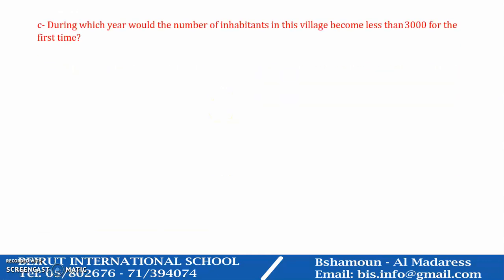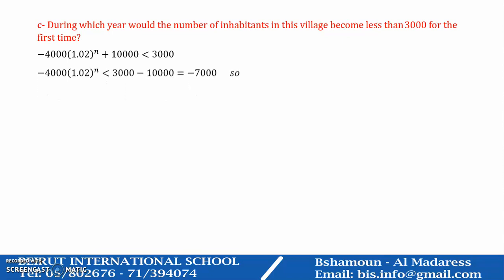During which year does the number of inhabitants in this village become less than 3,000 for the first time? So we write un less than 3,000. Step by step, we obtain minus 4,000 times 1.02 exponent n less than minus 7,000. So 1.02 exponent n is greater than minus 7,000 over minus 4,000. Of course, the inequality is changed since we divide both sides by a negative number.